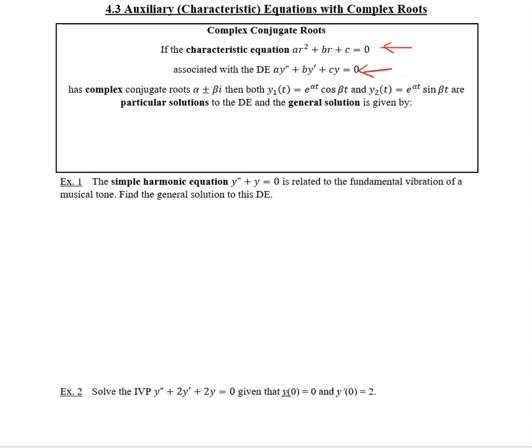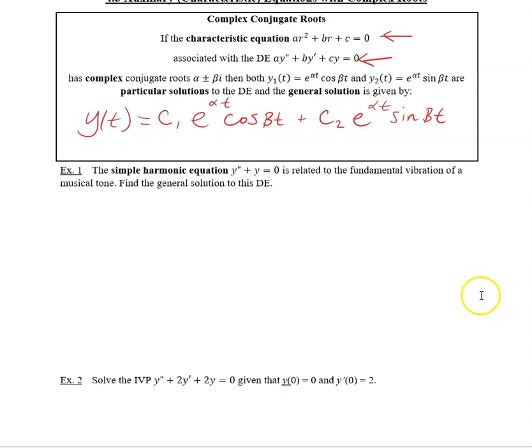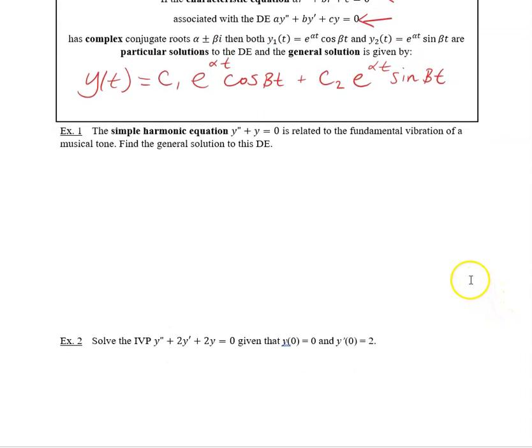And just like in the previous section, we can combine those to get our general solution, and that becomes c1 e to the alpha t cosine of beta t plus c2 e to the alpha t sine of beta t. And that would give us the general solution to the original second order differential equation. So let's look at a couple of examples here and see how this works.